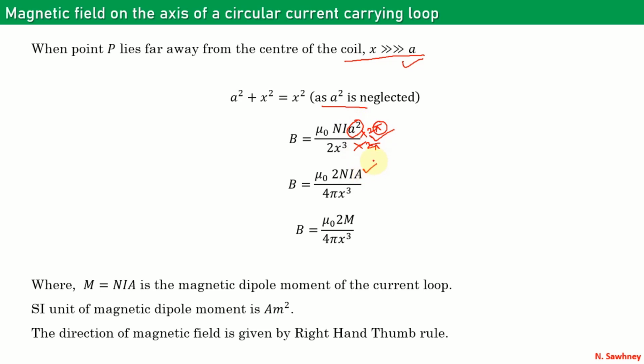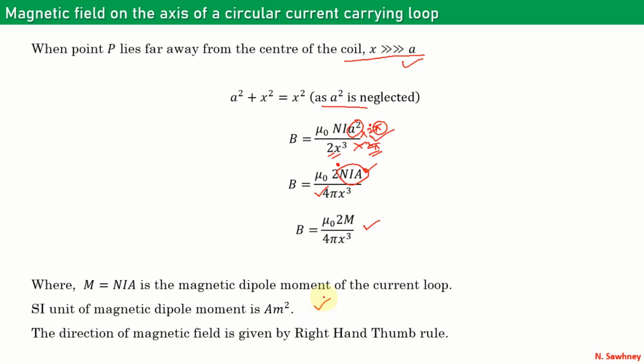I have represented it by a, and in the denominator it will become 4 pi as I have written. This 2 will be as it is, like here. So it will become mu naught 2 n I a upon 4 pi x cube. If we rewrite it in terms of magnetic dipole moment, and the magnetic dipole moment is NIA of the current loop, it will be written as mu naught 2m upon 4 pi x cube, and the unit of the magnetic dipole moment is ampere meter square.